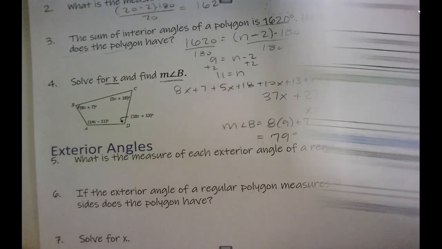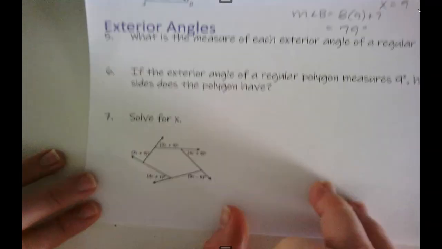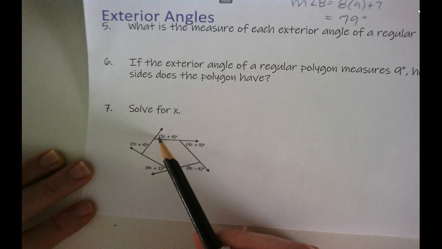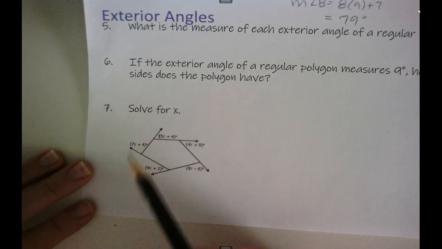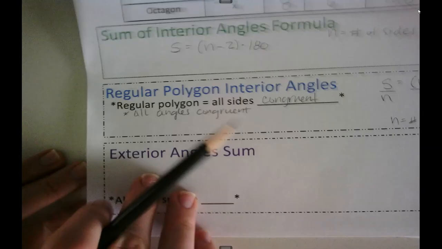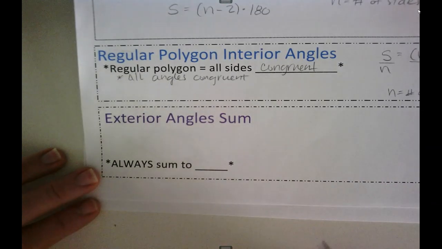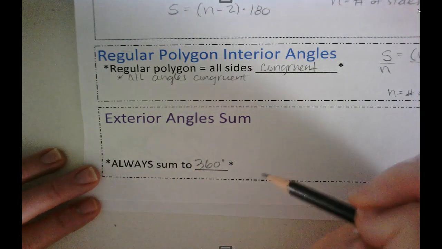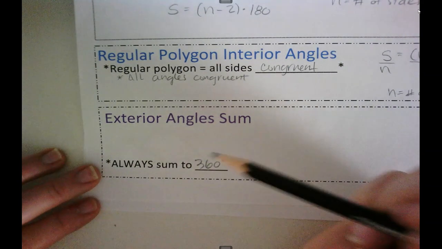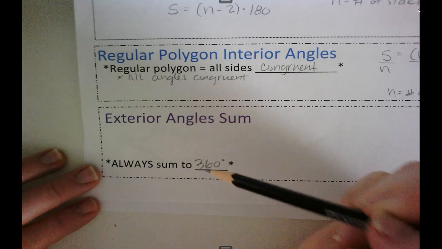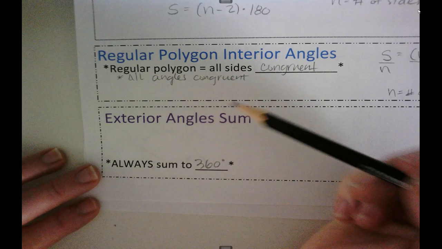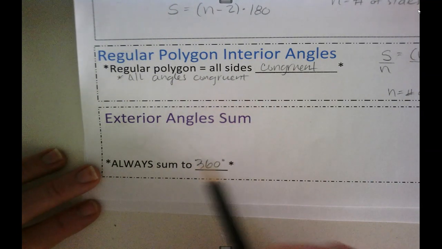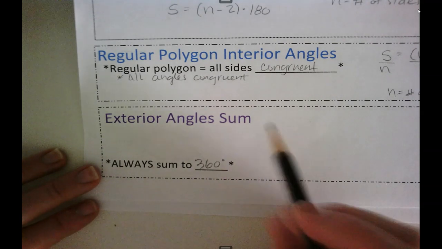What about the exterior? When I mean exterior angles, I'm talking about when we extend that side, there's an angle created here. So when we talk about exterior angles, those are the angles we're talking about. And these always sum to 360. It doesn't matter how many sides you have, your exterior angles are always going to add up to 360. Meaning I can have a 38-sided figure, I can have a 100-sided figure. Those exterior angles, the ones on the outside, are always going to add up to 360.